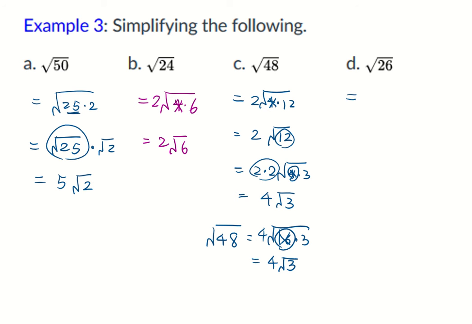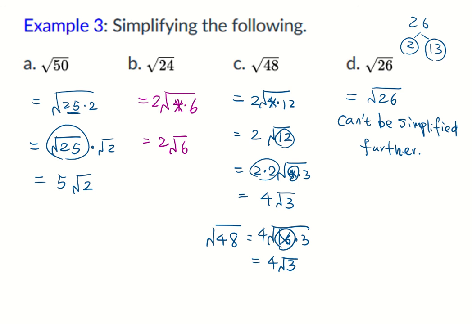Now let's look at D, square root of 26. We want to see if there's any perfect square in 26. If you factor 26, 26 is 2 times 13. And neither 2 nor 13 is a perfect square. So square root of 26 cannot be simplified.